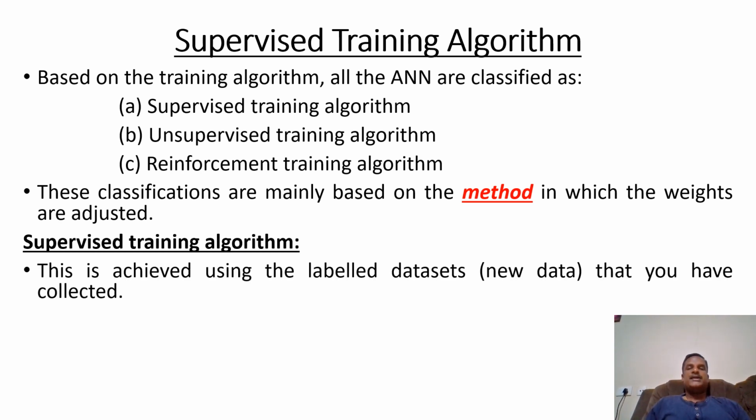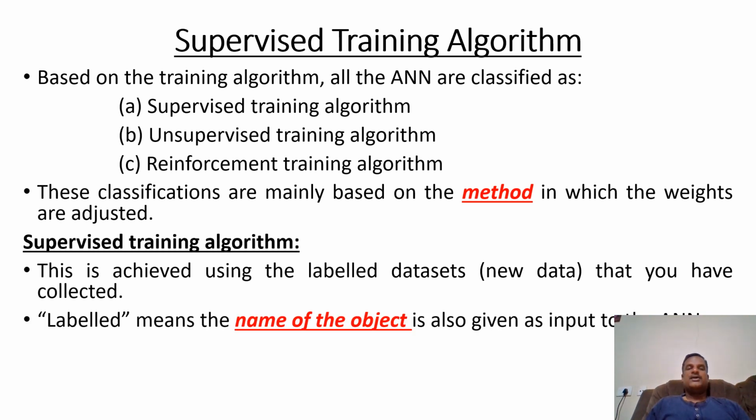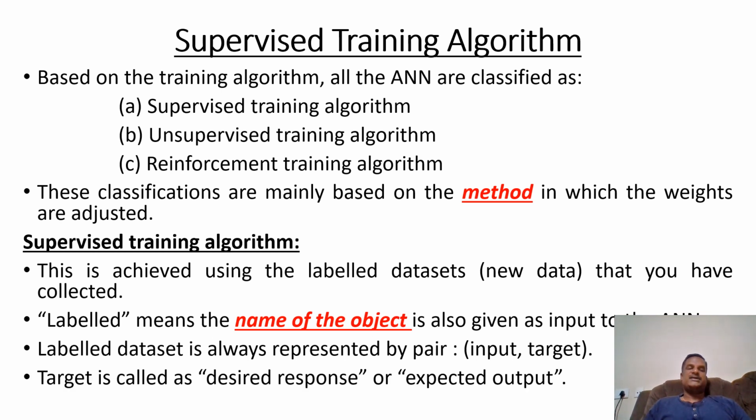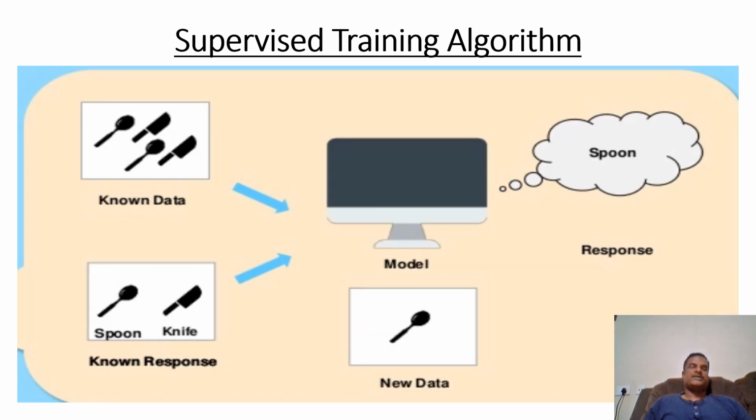Here a new data is given along with the name of the object. So it is not given directly. Say, for example, you show an image of a spoon. Along with that, you also give the text that it is a spoon. Such type of data is called labeled data, where you will have the input and also the target. Target is called the desired response, or the expected output. This is an example of the supervised mode of training.